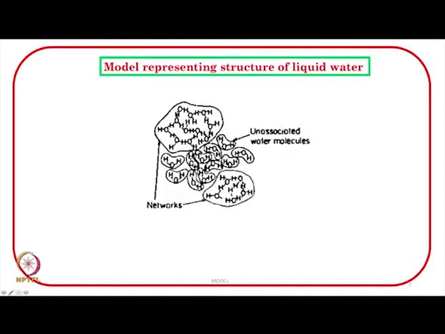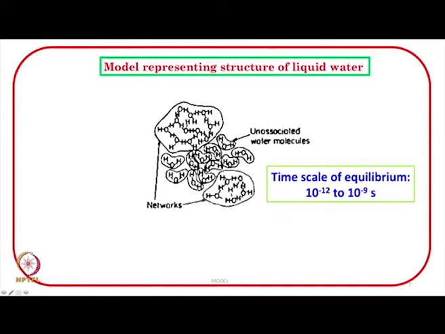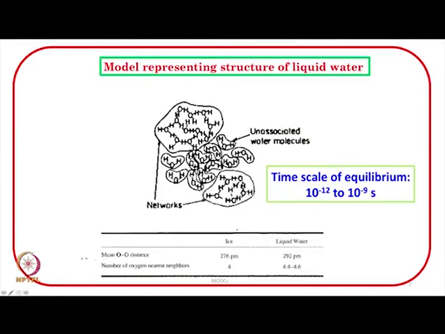At any instant, one of the water molecules may be a monomeric water molecule, and at the next instant it may become a part of the regular tetrahedral network. And the time scale of equilibrium is of the order of 10 raised to the power minus 12 to 10 raised to the power minus 9 second. This table shows the mean oxygen-oxygen distance in ice and liquid water, and the number of oxygen nearest neighbors. In ice, as we discussed, it is 4, and in liquid water various experiments suggest that this is about 4.4 to 4.6.